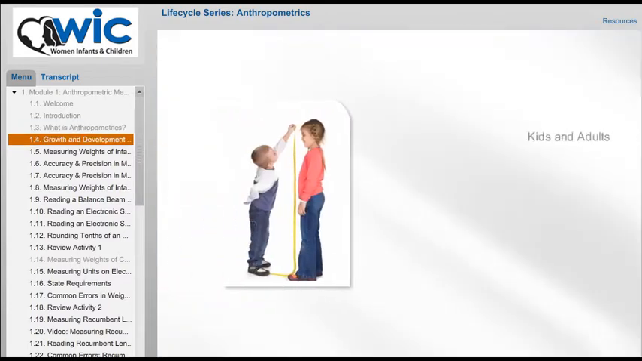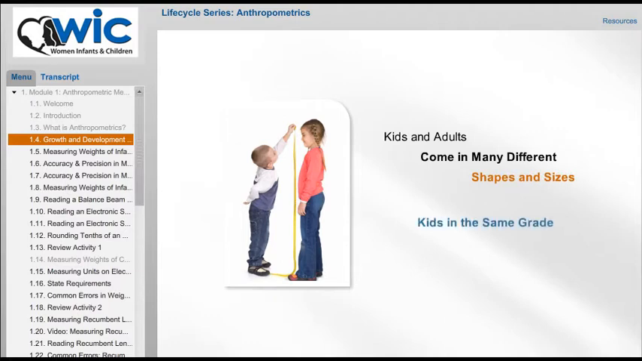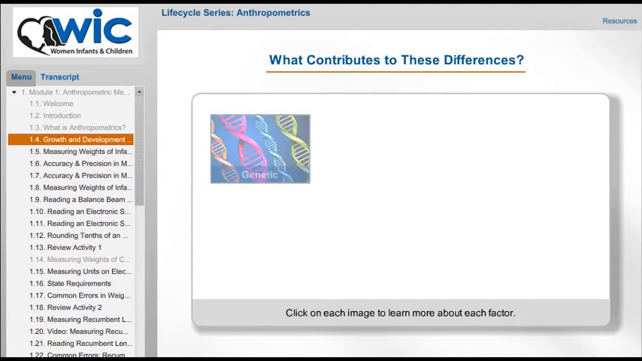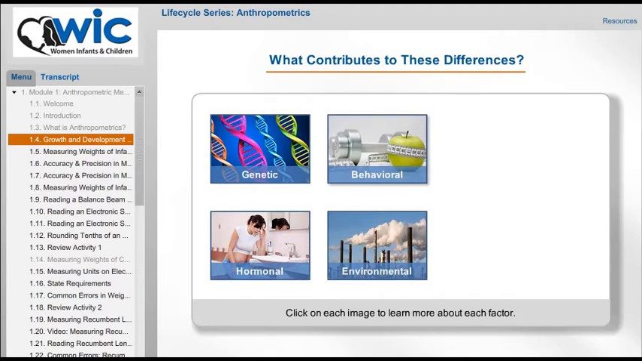It's no surprise that kids and adults come in many different shapes and sizes. If you look at kids in the same grade at any school, you'll see a dramatic difference in heights, weights, and body sizes between them. So what contributes to these growth and development differences? There are 4 factors in all. Click on each image to learn more about each factor.